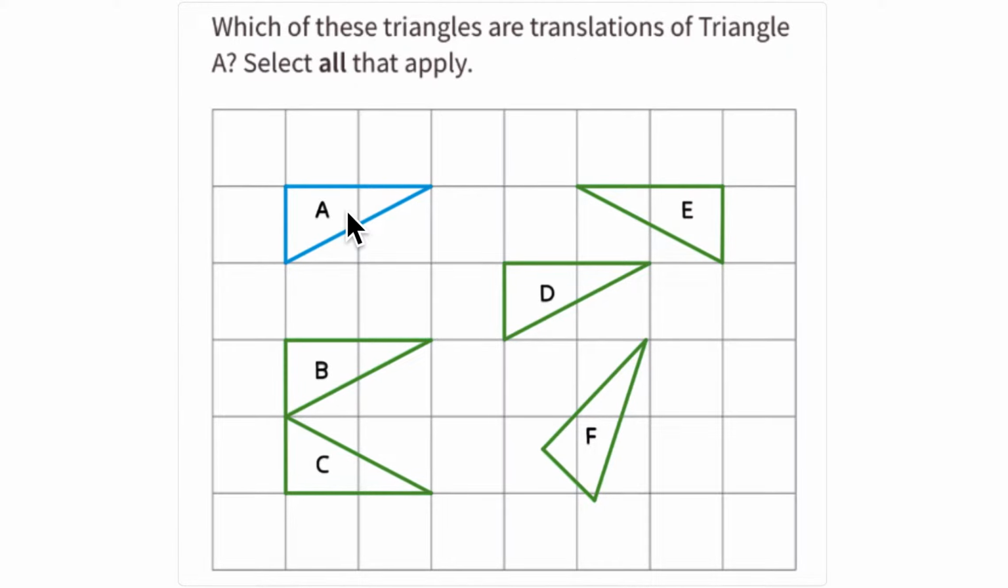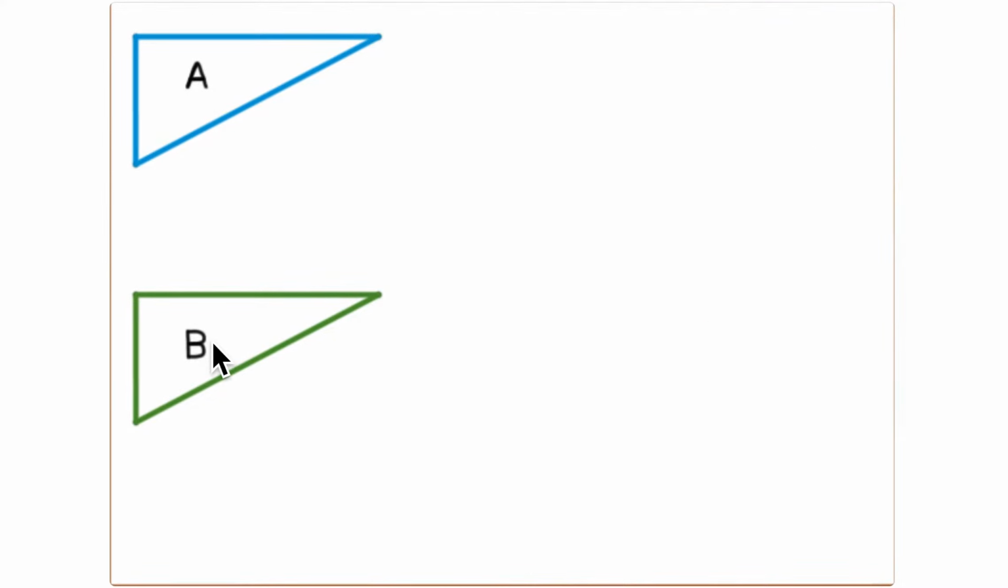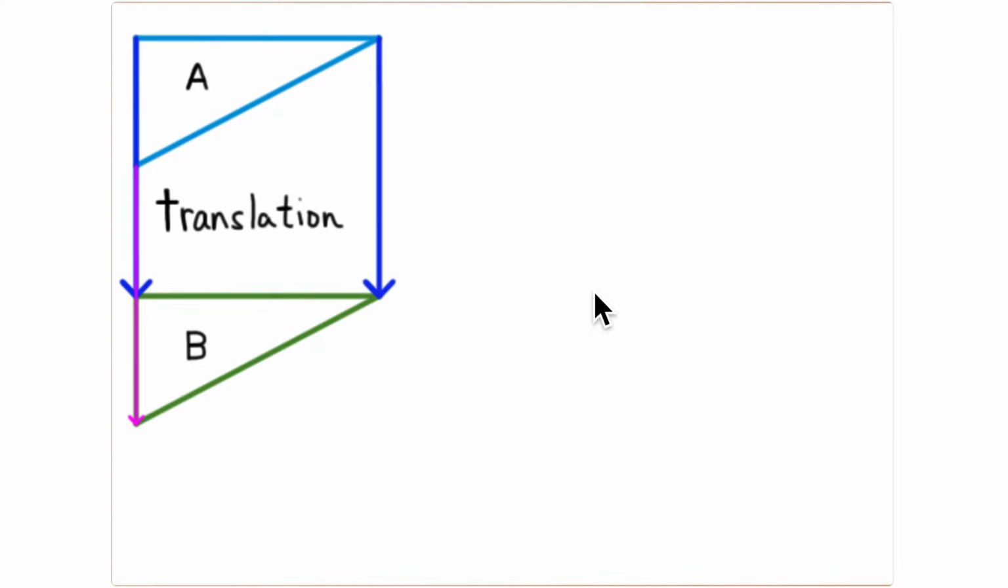So let's look at B first. We're going to go from A to B. From A to B, that is a translation, because if you notice, all of these arrows are the same length. This blue arrow is the same length as this blue arrow. It's a little bit behind the pink arrow here, and that pink arrow is the same length. So all the points on this image are moving the same distance, and they're all parallel. They're moving in the same direction. So that is a translation.